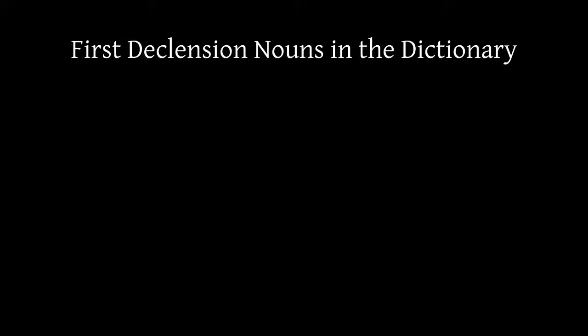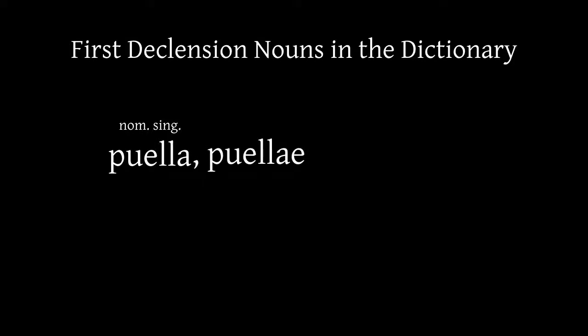So here's what the noun puella looks like in the Latin dictionary. You'll see the nominative singular form of the noun always, no matter what declension it is. Then you'll see a comma, and then you'll see the whole form of the genitive singular, or you'll just see the genitive singular ending. In this case, you would just see a little dash, and then A-E. So, without exception, the combination of the nominative singular ending in A and a genitive singular ending in A-E will tell you that you're looking at a first declension noun in the dictionary.